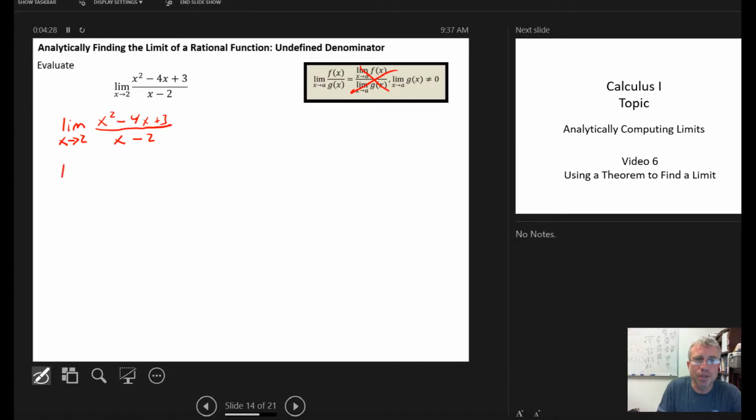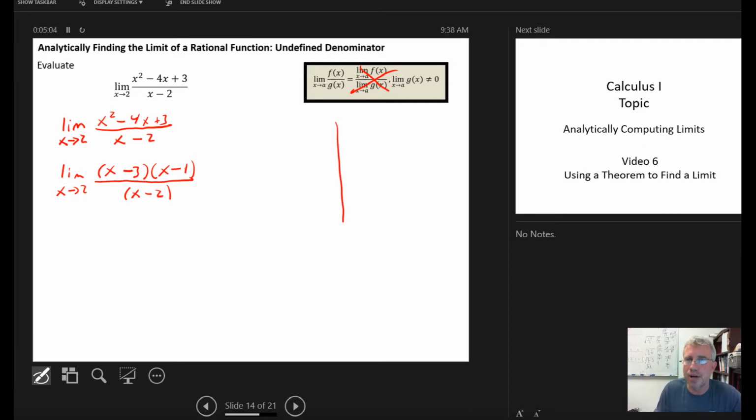And just like we did on the previous slide, we want to try to factor that numerator if we can. And in this case, it looks like it's going to factor as x minus 3 times x minus 1. And this is going to be over x minus 2. And just like we did in the previous slide, we want to look at the factors in the numerator and see if there is a factor that will cancel with the factor or binomial in the denominator. In this case, there isn't. We don't have an x minus 2 in the numerator to cancel the x minus 2 in the denominator.